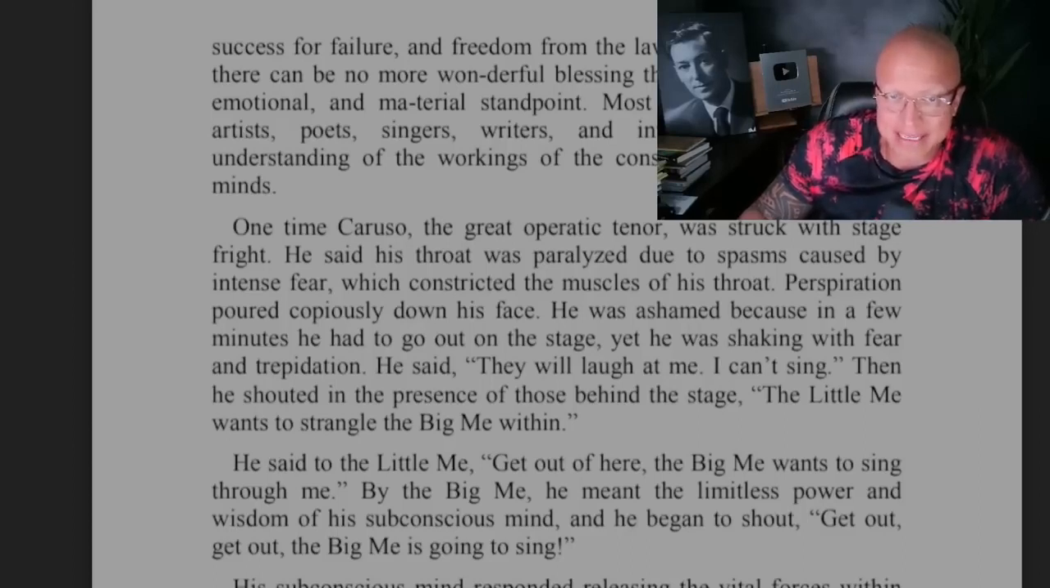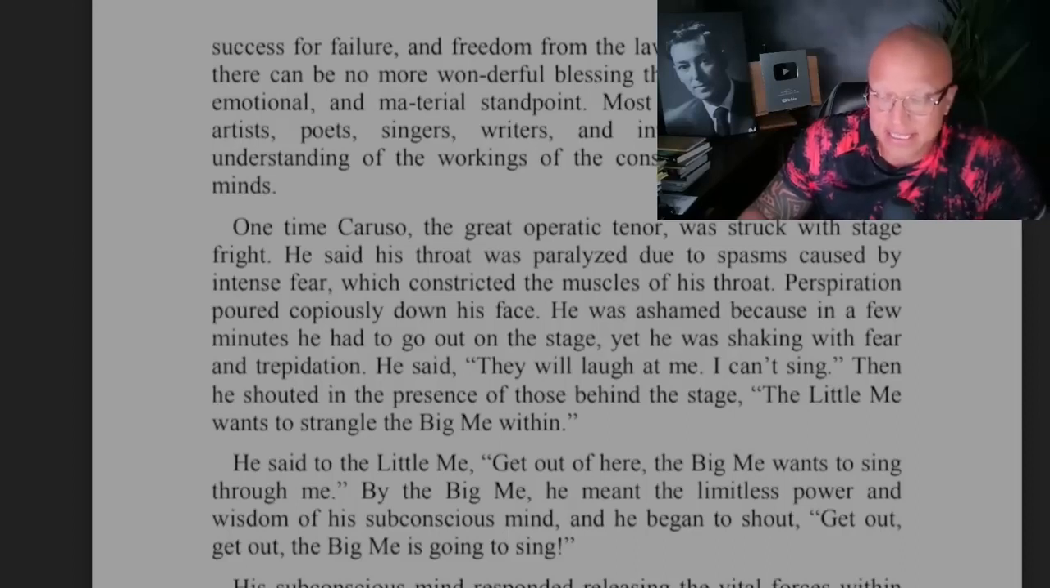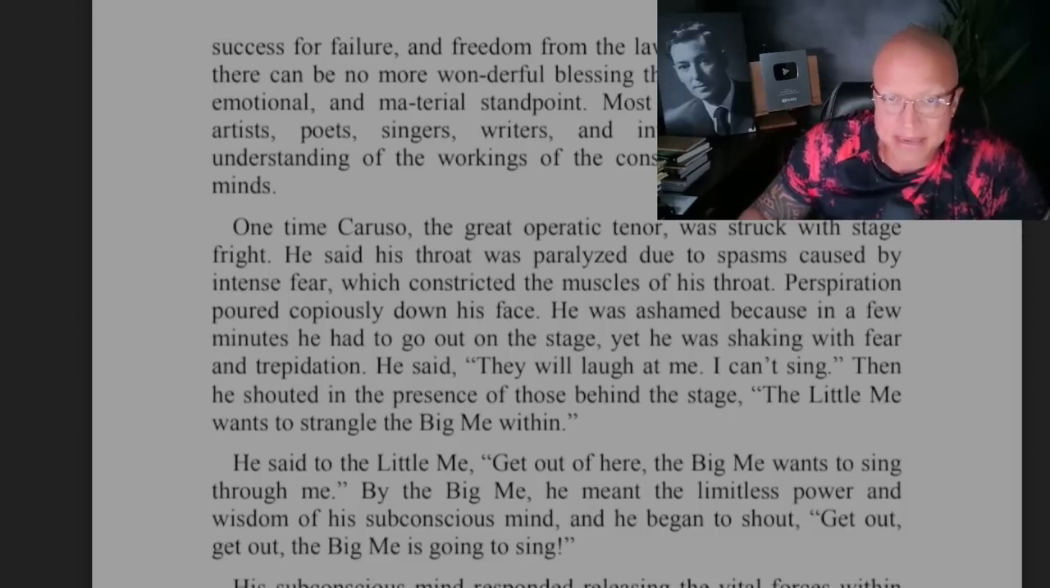So he's commanding his objective self. He's telling you his little me is the objective self, his conscious self. And the big me that he refers to is his subconscious mind. So get out of here. The big me wants to sing through me. By the big me, he meant the limitless power and wisdom of his subconscious mind, and he began to shout, "Get out, get out. The big me is going to sing now."